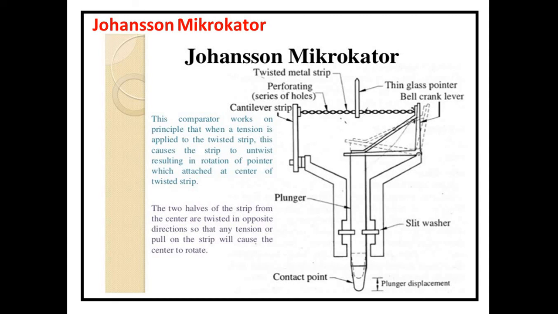Now as the bell crank lever takes the new position, shown dotted, the length of this twisted metal strip gets changed. You can see this end is going to be now here, isn't it? So the length of the twisted strip gets changed. In this case the bell crank lever has moved in clockwise direction from here to here, and it causes the length of the twisted metal strip to change.